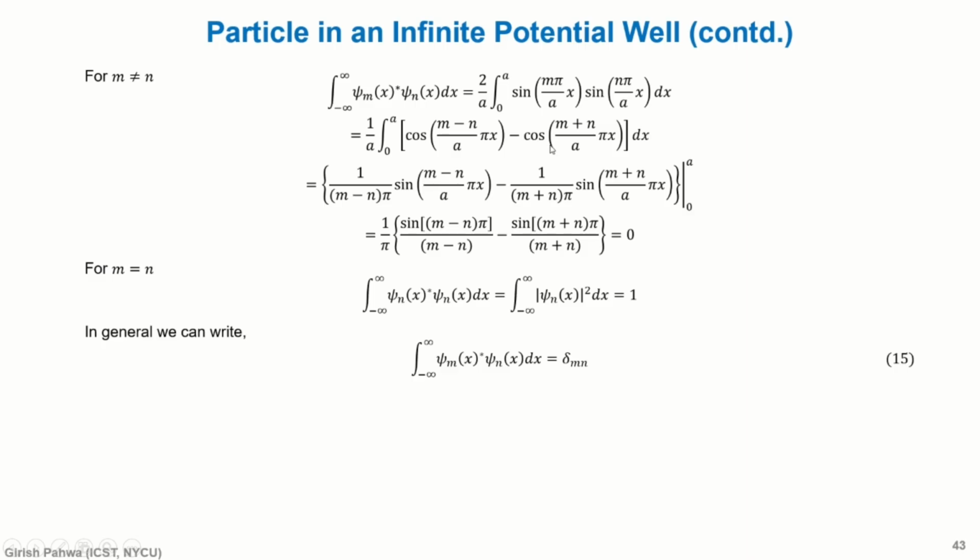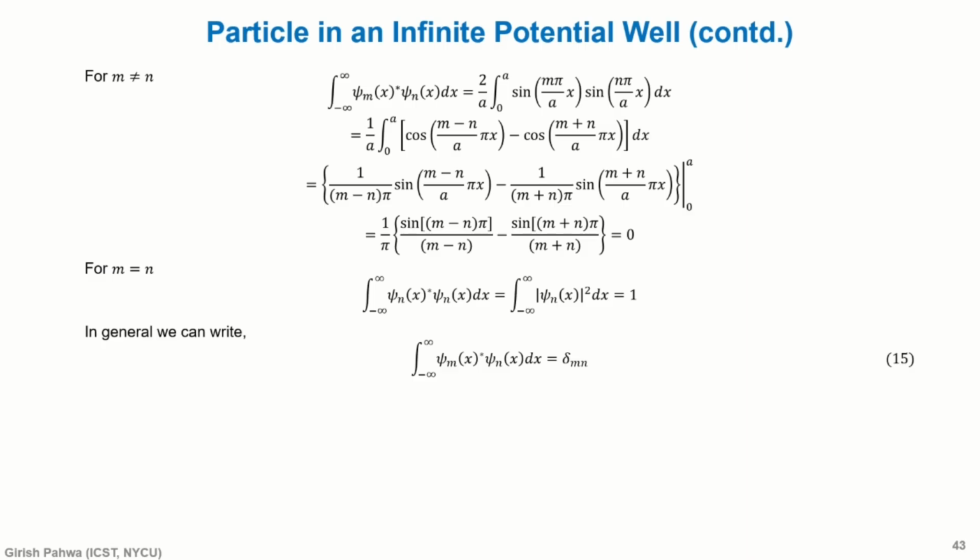So this delta is called the Kronecker delta function. This is not the Dirac delta. When you put a delta and you write some integers there, m n, that's called the Kronecker delta function. It means that when m is not equal to n, this quantity becomes equal to 0. When m is equal to n, this quantity becomes equal to 1. So that's your Kronecker delta function, and combinedly you can write these two conditions by this.